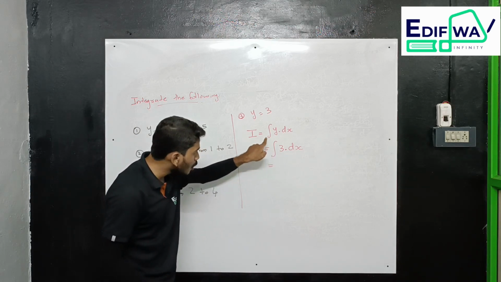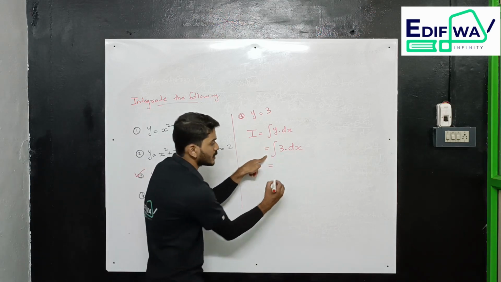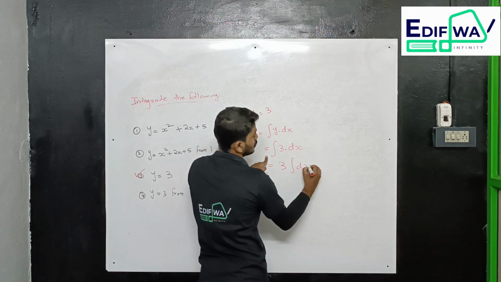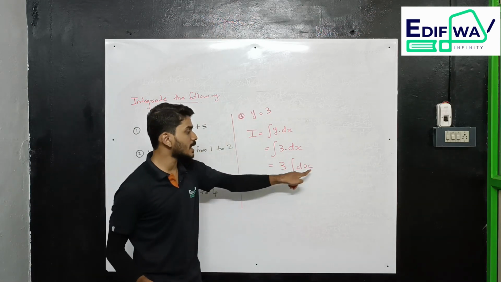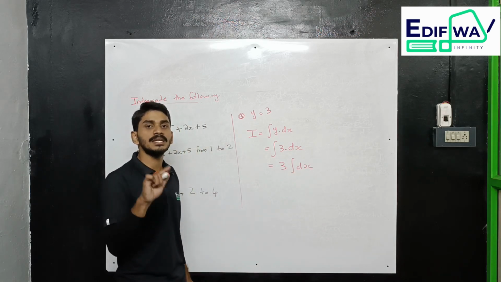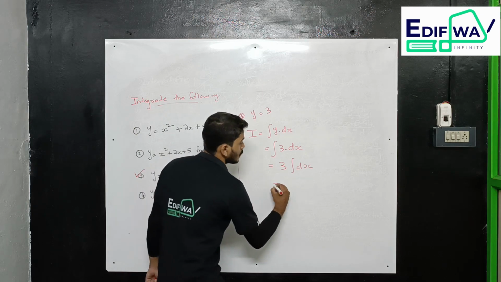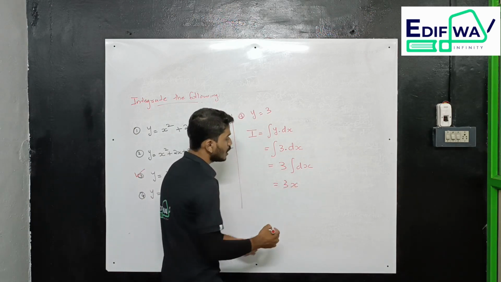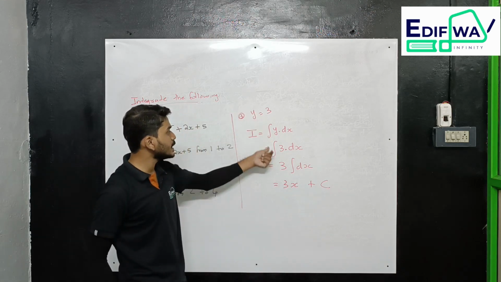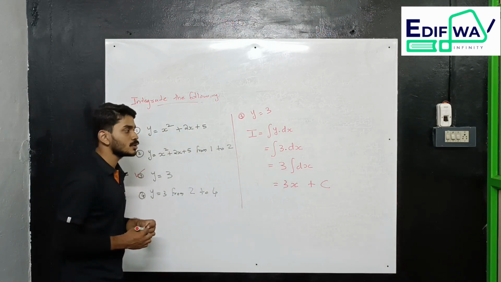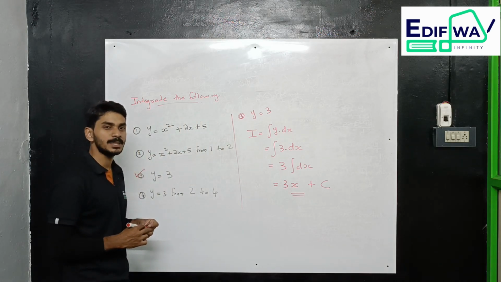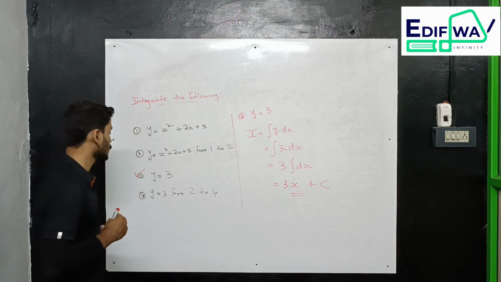Now it is a constant, you can take this constant outside the integration. It becomes 3 integral dx. Integral dx, do you remember the formula? Integral dx is basically x. So that is 3x. Now after writing the answer, you have to put plus c because it is indefinite integration. So this is the required answer. Isn't it very simple?